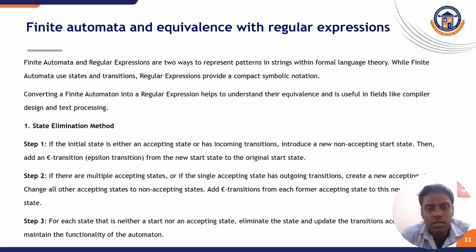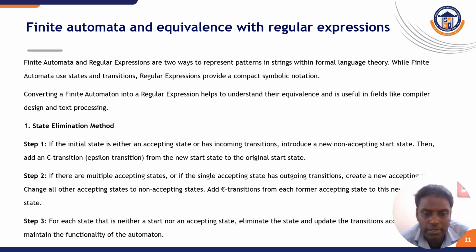And the next topic is finite automata equivalence with regular expressions. So how is a finite automaton going to be equated with a regular expression? Finite automata and regular expressions are two ways of representing patterns in strings within formal language theory. While finite automata use states and transitions, a regular expression provides compact symbolic notation. Converting a finite automaton into a regular expression helps to understand their equivalence, and it's useful in fields like compiler design and text searching. The first method is the state elimination method.